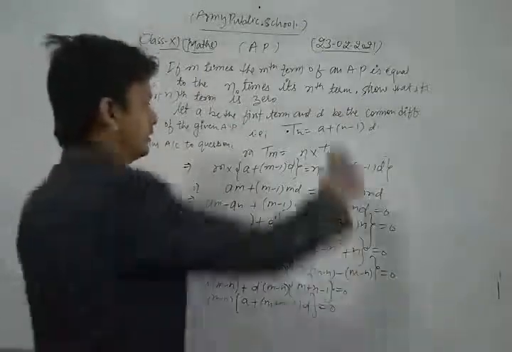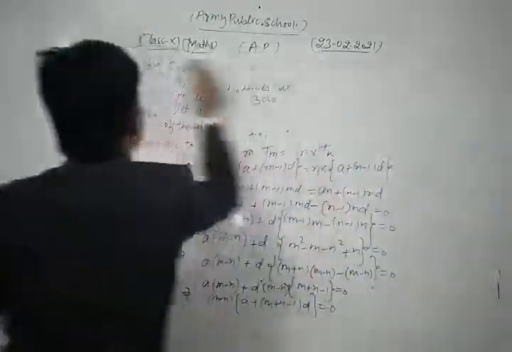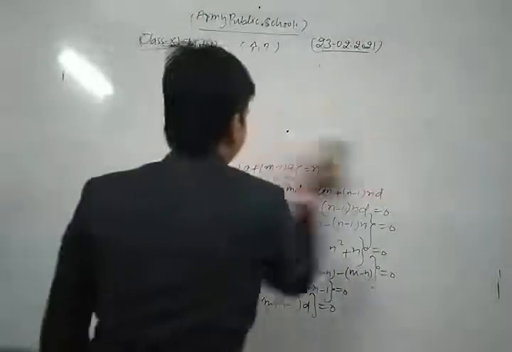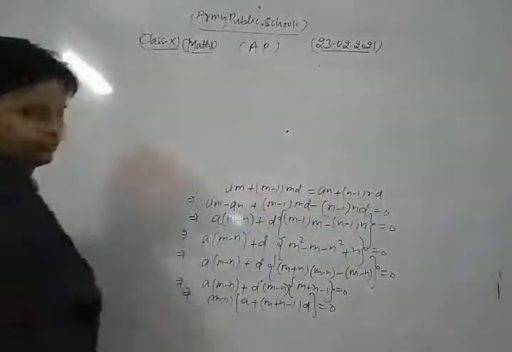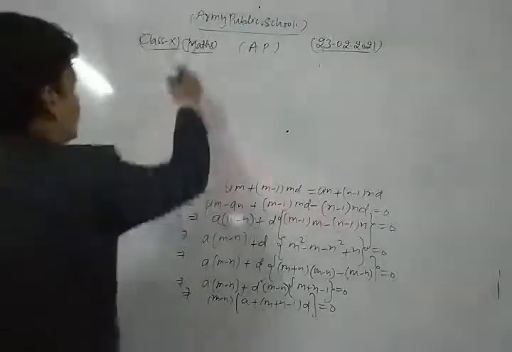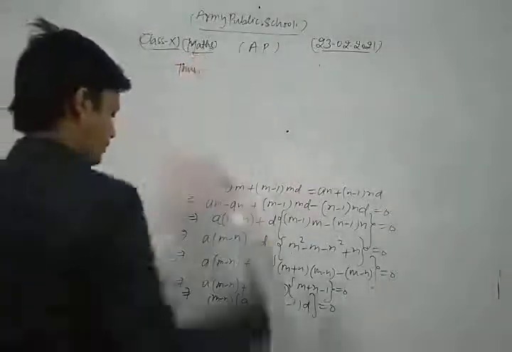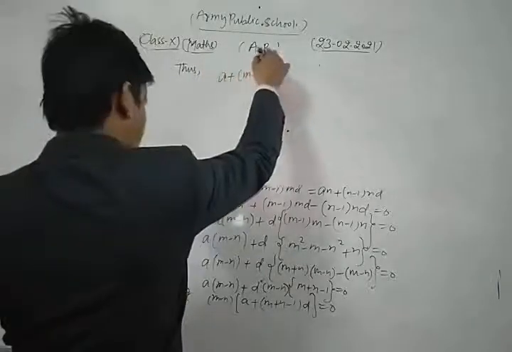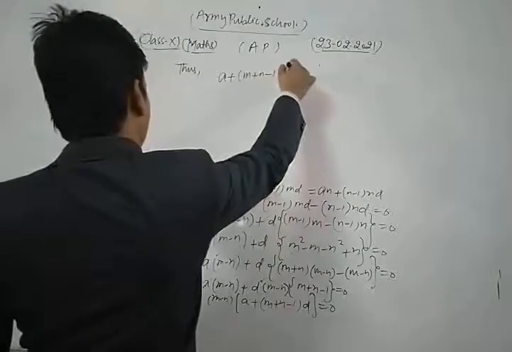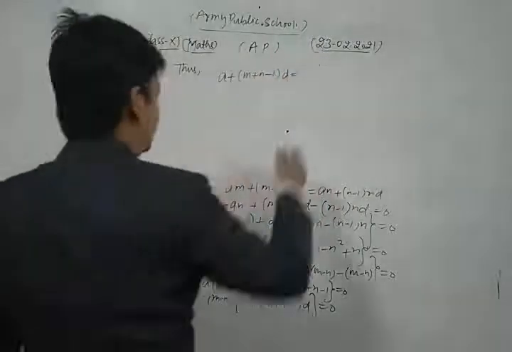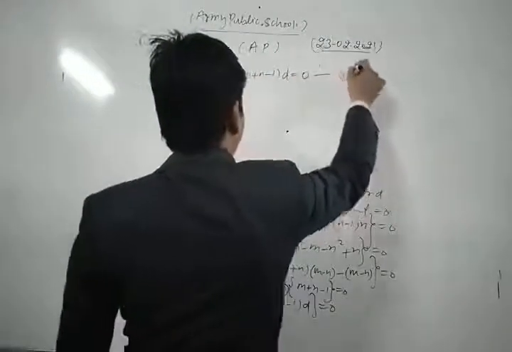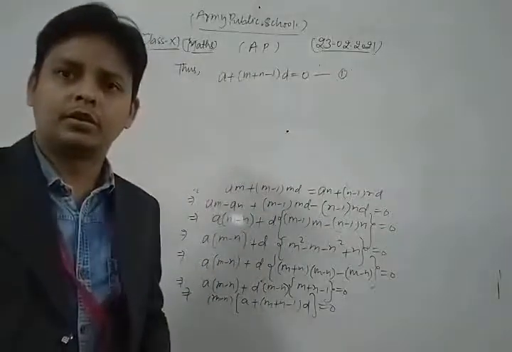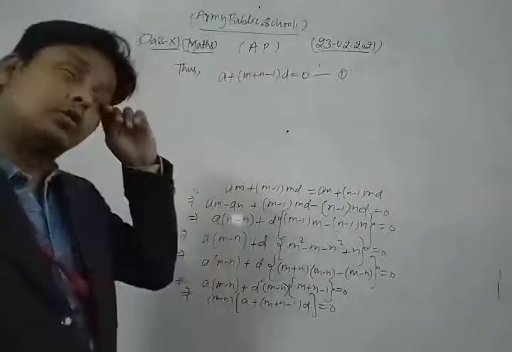Thus we get a plus (m plus n minus 1) into d is equal to 0. Take this as equation number 1. This is the given relation. Okay, dear friends.